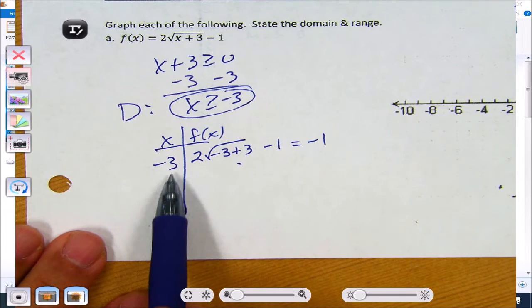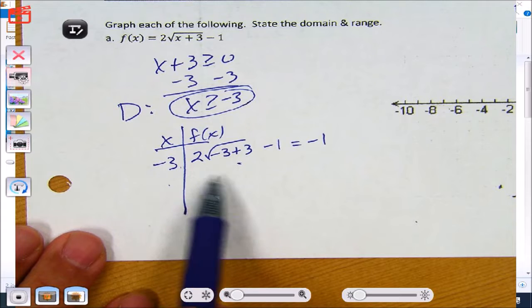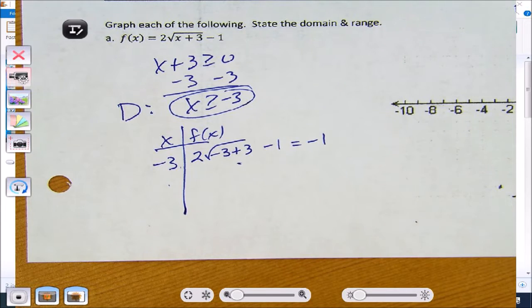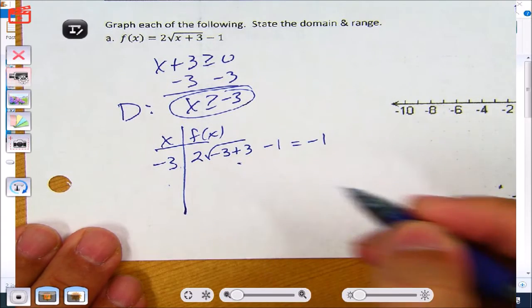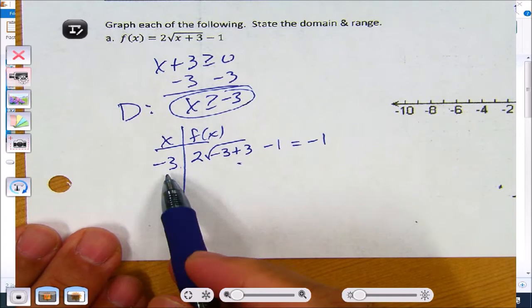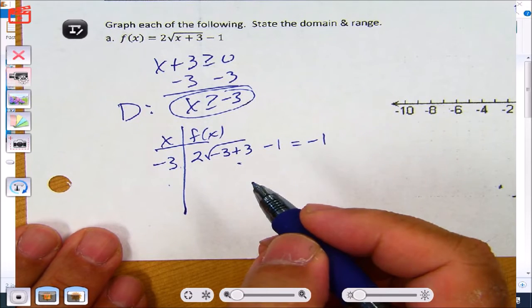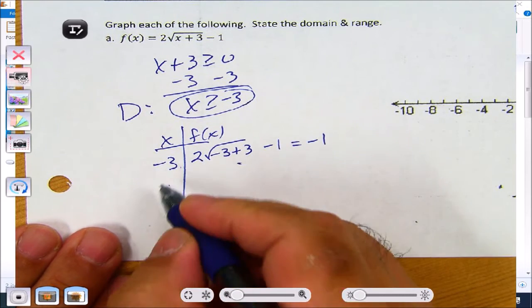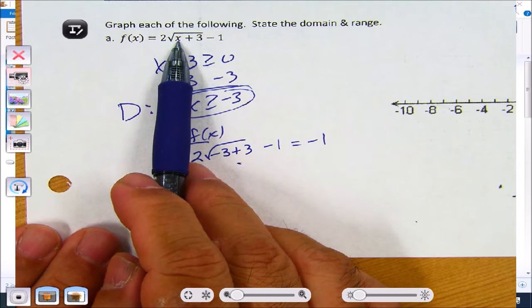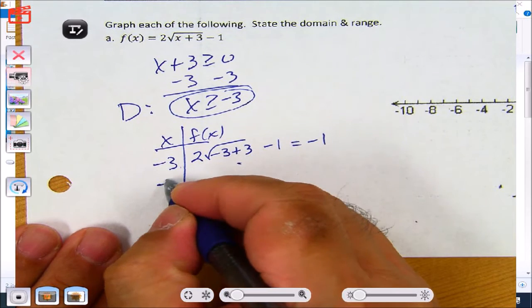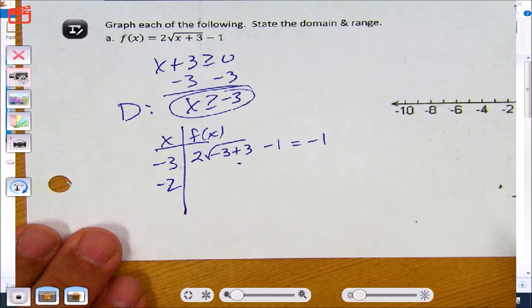Okay, now the next x. You don't want to multiply that number by anything. You want to add or subtract to it. What are you going to add to that? Add 1 to negative 3. You take the number that's in front of x. There's a 1 in front of x, so you add 1. So that's negative 2.